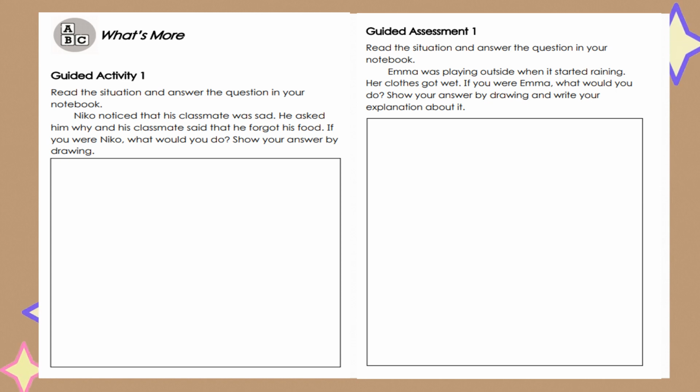For guided assessment 1, read the situation and answer the question in your notebook. Here is the situation. Emma was playing outside when it started raining. Her clothes got wet. If you were Emma, what would you do? Show your answer by drawing and write your explanation about it.